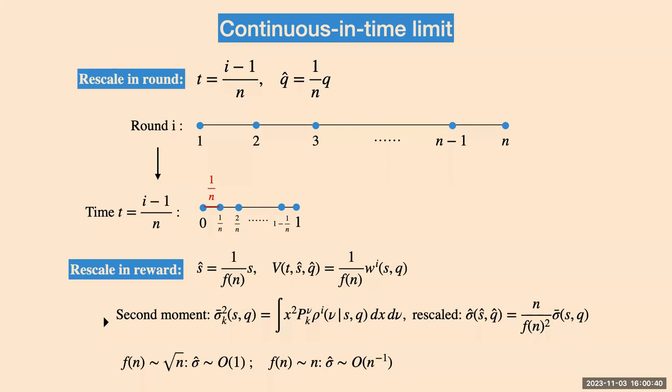The key difference here is that after the rescaling, the second moment of your reward will be of this form, n over f n squared. If your f n is square root of n, then your second moment is still order one, which means you still have the stochasticity. If your f n is n, for example, then your second moment goes to zero as n goes to infinity, which means you will end up with a deterministic optimal control problem. You will lose the stochasticity. I will show you later, for different rescalings, the distance between the solution of the PDE and the actual optimal.